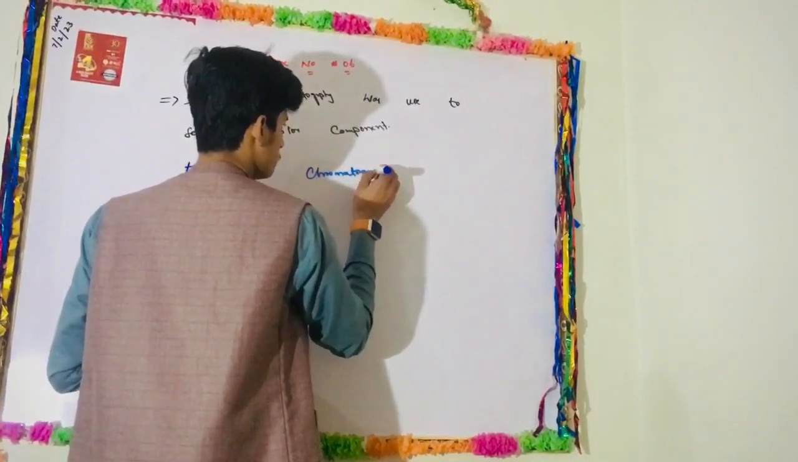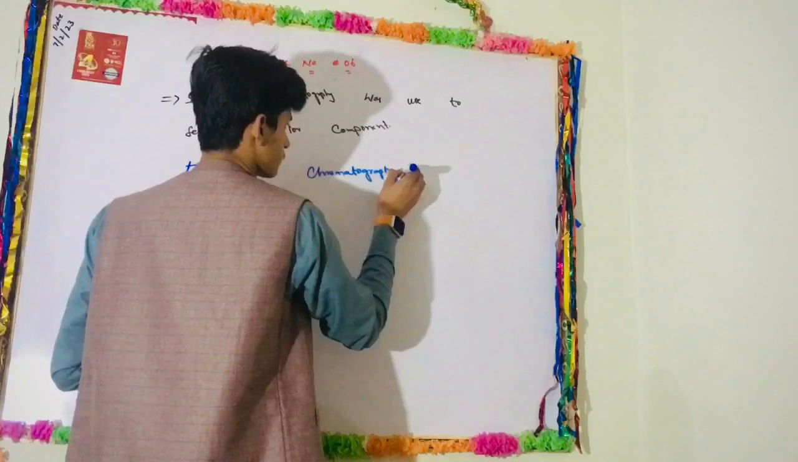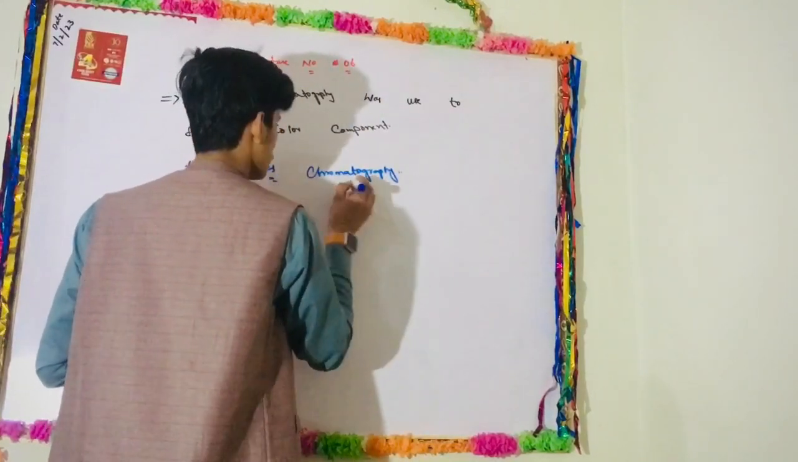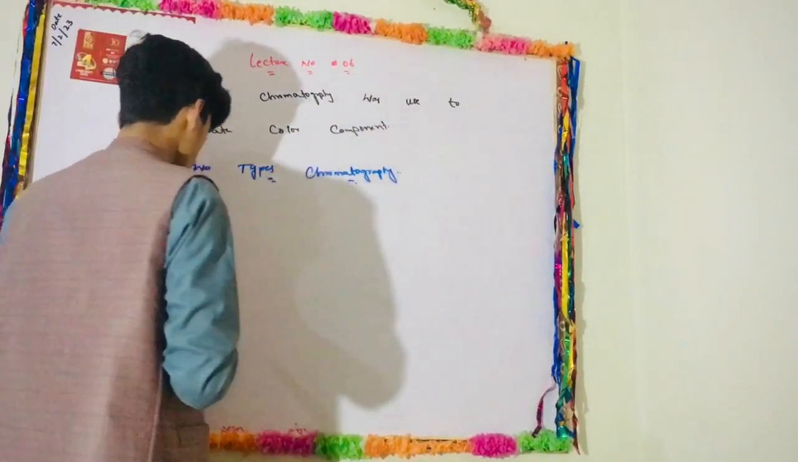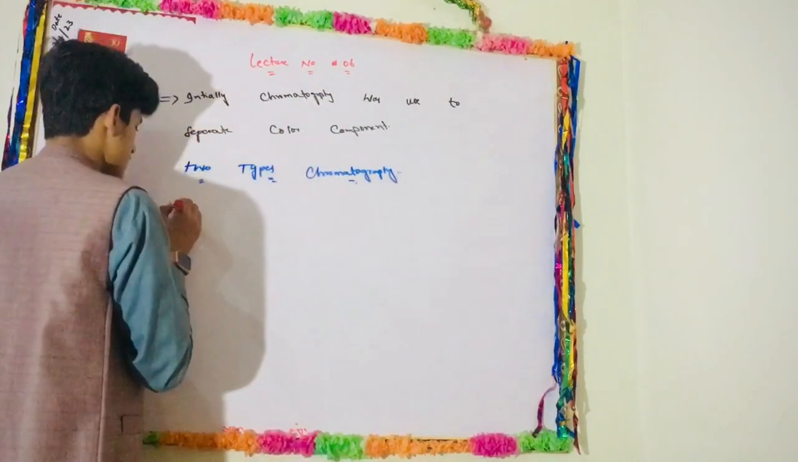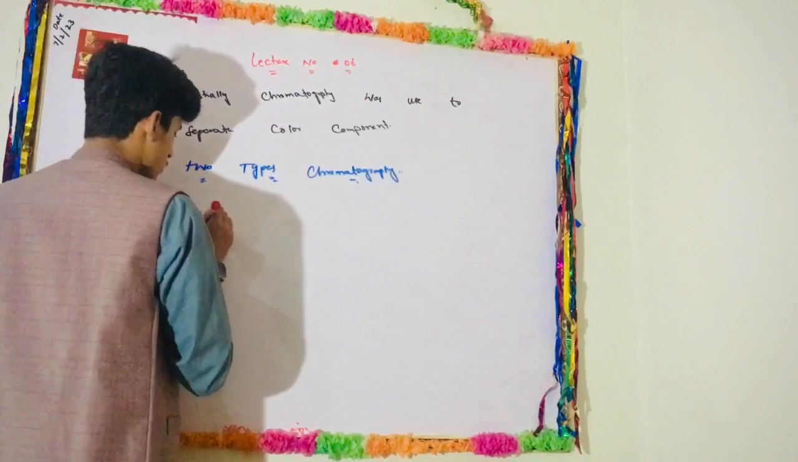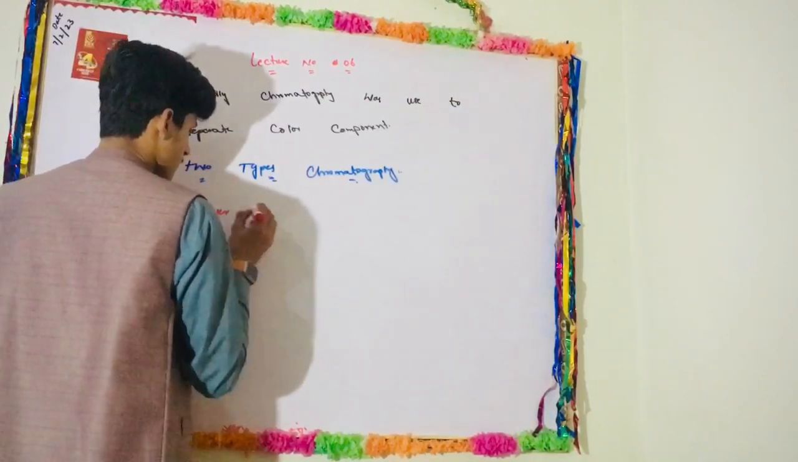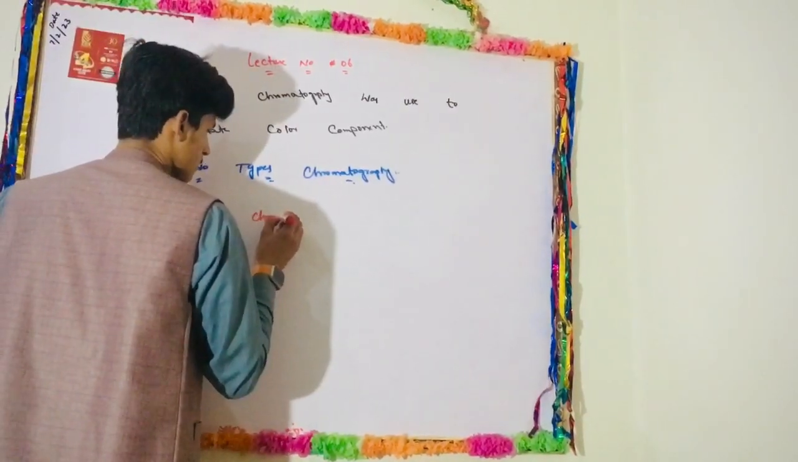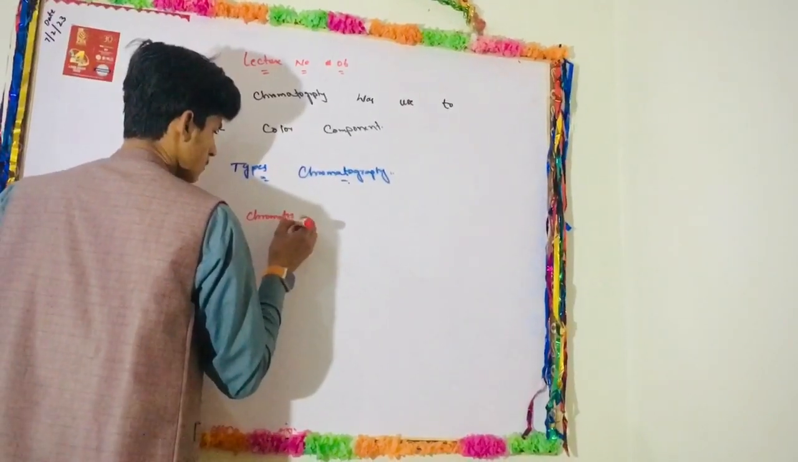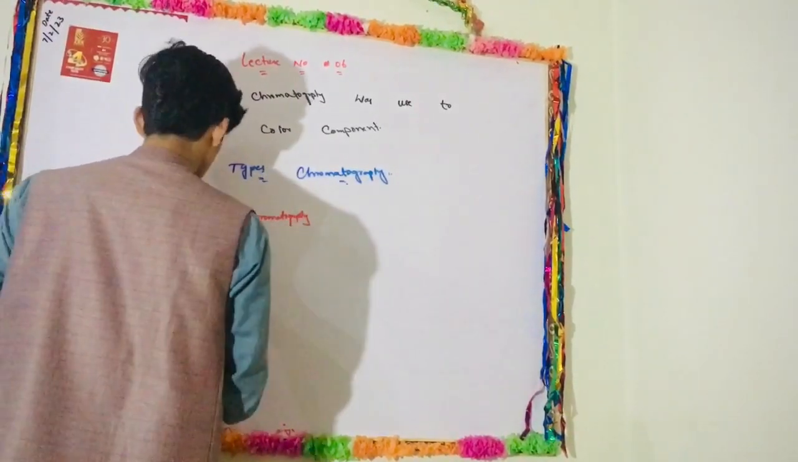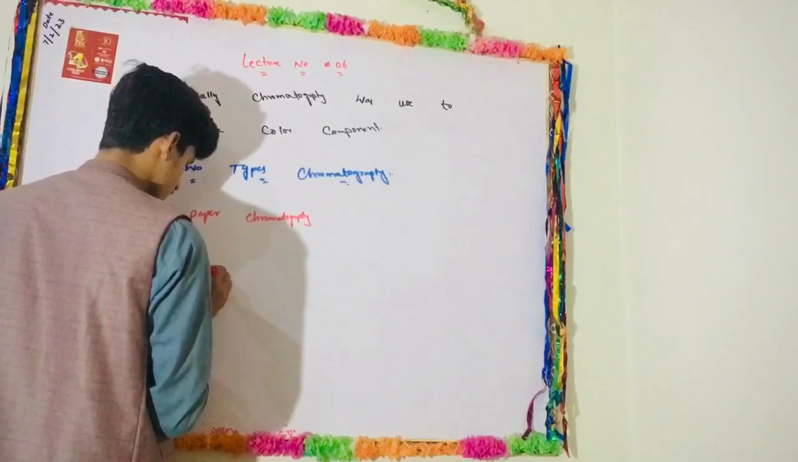Chromatography. The first one is paper chromatography. The second one is column.